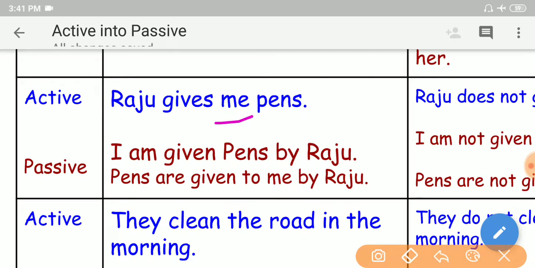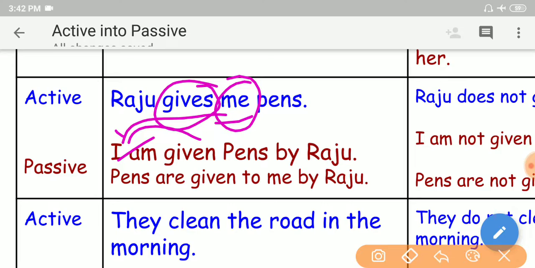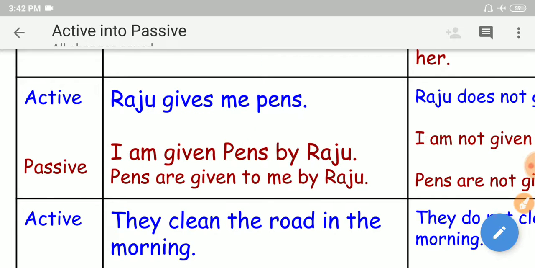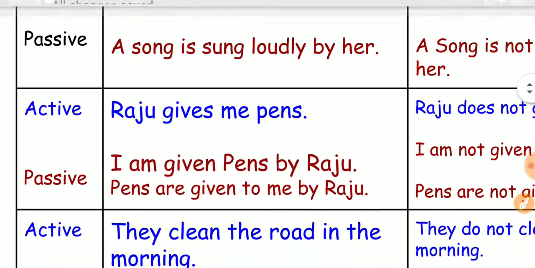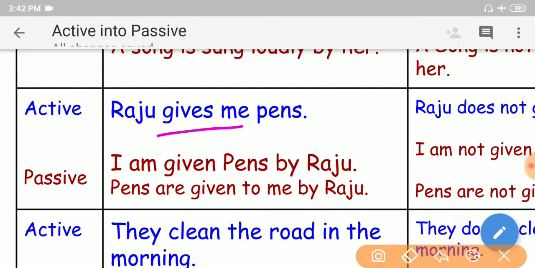By taking object number 1, me, me is brought to the subject position. If me comes before the verb, it changes into I. If I goes after the verb, see here, gives is here, so after the verb it is me, but before the verb it is I. So like this, the object is brought to the subject position.